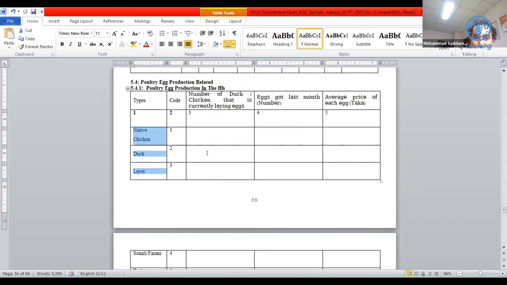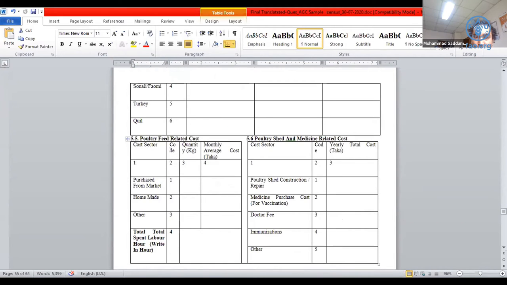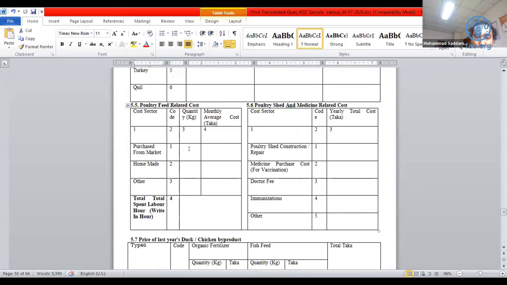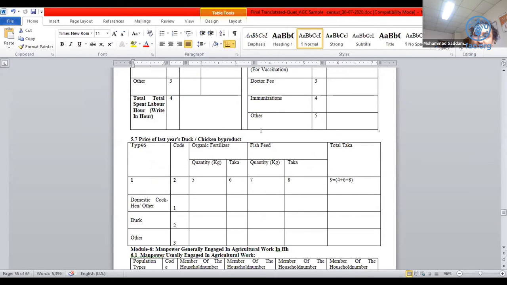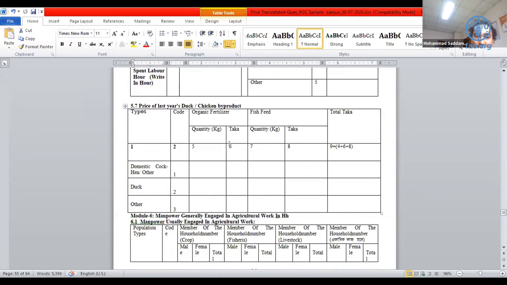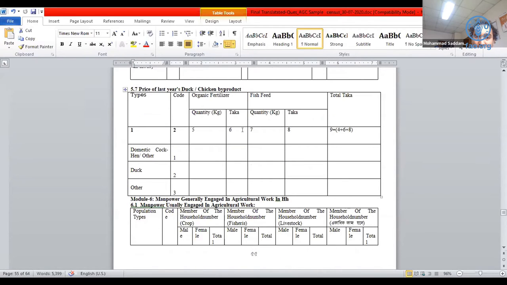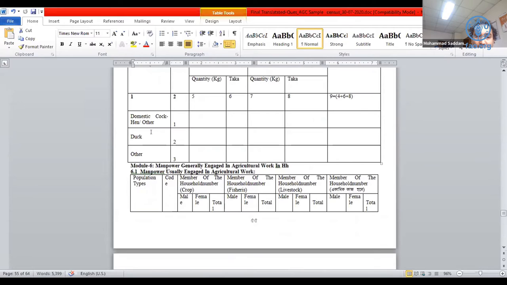And then 5.5, poultry feed related cost for poultry farming, the relevant cost of food for feeding those poultry. We collected data for relevant cost on feeding and also the relevant cost of medicine and other shed related infrastructural cost. We collected data based on those sheds and the medicine cost. And then 5.7, price on last year's duck and chicken byproduct. This is the cost for the last year duck and the chicken byproduct, like the domestic cock and others, duck and others.